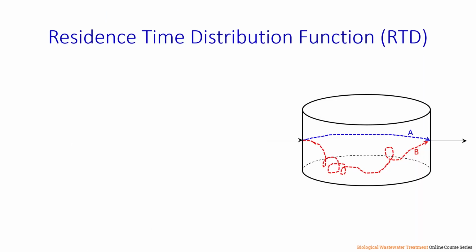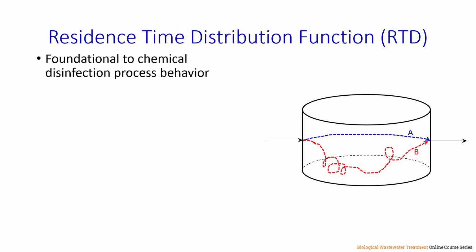Considering first chemical disinfection systems, a fundamental attribute of their behavior is the so-called residence time distribution, or residence time distribution function, oftentimes abbreviated just as RTD. The basic idea here is that fluid elements will go through a reactor system and be characterized by a distribution of residence times. And because chemical disinfection systems have time as their master variable, it's important to understand that residence time distribution in the context of predicting reactor performance. So the residence time distribution function is foundational to chemical disinfection process behavior.